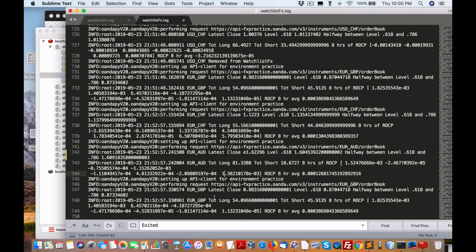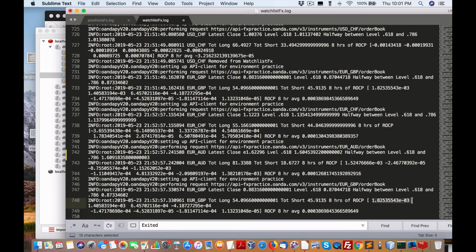When you also factor in some other pairs that we're watching, let's say the Euro British pound, total longs are at 54% and total shorts at 45.9%. So it's not very convincing compared to the Euro Australian dollar, which has a long percentage of 81.3 and short at 18.67. When it's only down to 54, that's not very strong on the long side.